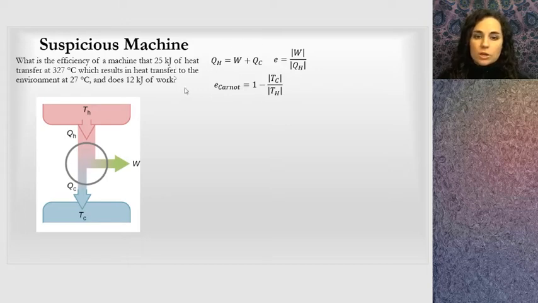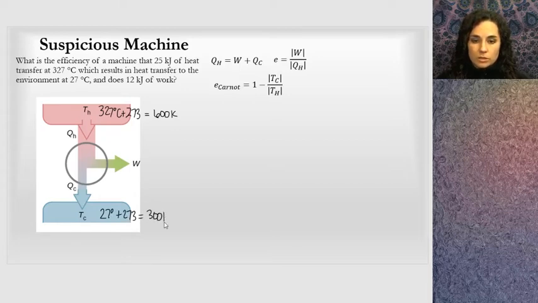Okay, so I put the equations over here, and I put a diagram here to help us conceptualize what's going on. So it says T hot is 327, so I'm going to put that up here, and I'm going to add on 273.15 to get it to Kelvin. So this is 600 Kelvin. I'm going to put it in Kelvin because I know that I was just talking about the temperature scale having to be in Kelvin because of absolute zero. I'm going to put 27 degrees down here, Celsius plus 273.15, and this turns out to be 300 Kelvin. So those are T H and T C.